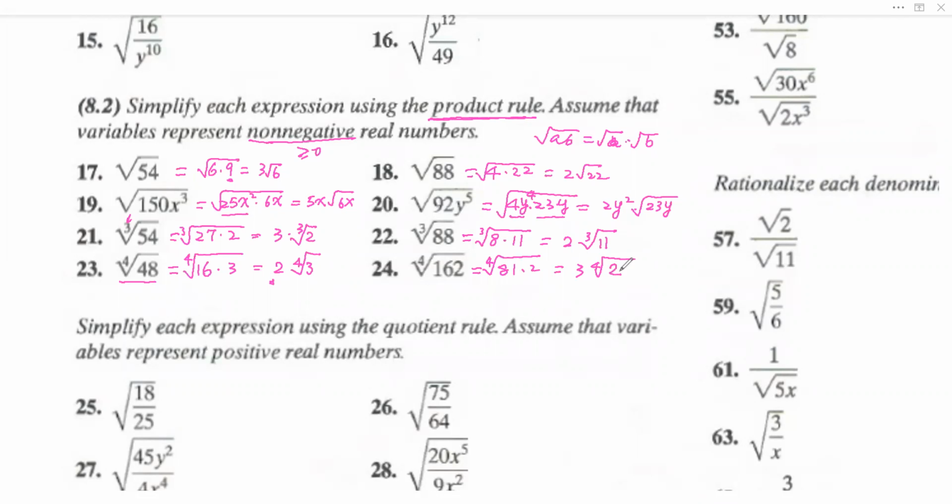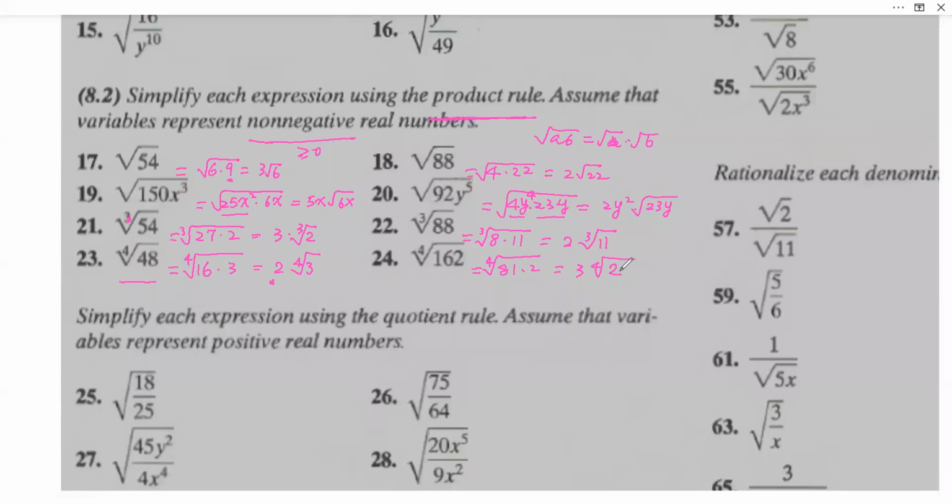Anyone have a challenge with this part? Anyone? Did you guys have any questions about this part?